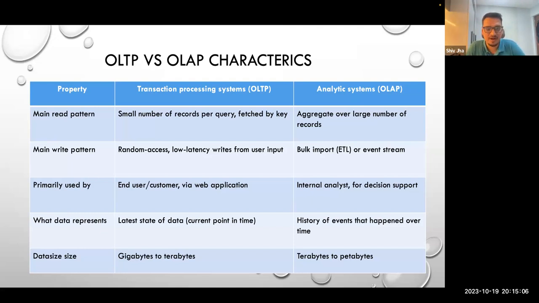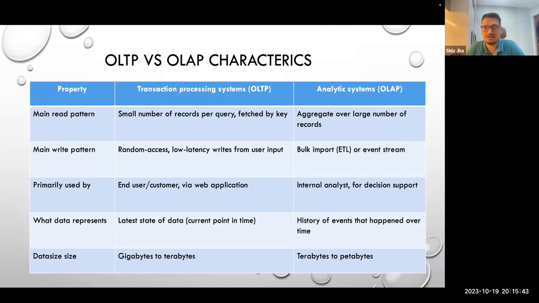If your main write pattern is random access, low latency writes from user input, then you are looking to get through an index like a B tree or something and get to the exact record. So transactional systems, the relational databases, are really good there. If, by nature, your writes are bulk imports or event streams, then you're looking for OLAP databases. Transactional databases are typically used by an end user or a customer via a web application.